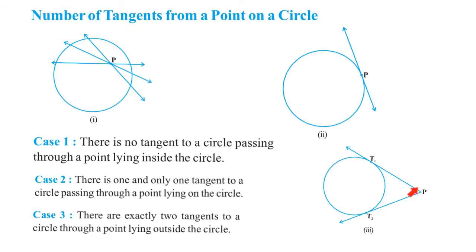So PT1 is one tangent, PT2 is another tangent. The line segment PT1 is called the length of the tangent. PT2 is the length of the tangent. And it happens that PT1 is equal to PT2. So for any point outside the circle, the lengths of the two tangents to the circle will be equal. Let us prove this by applying the theorem.